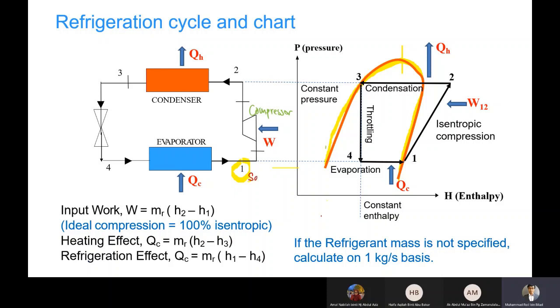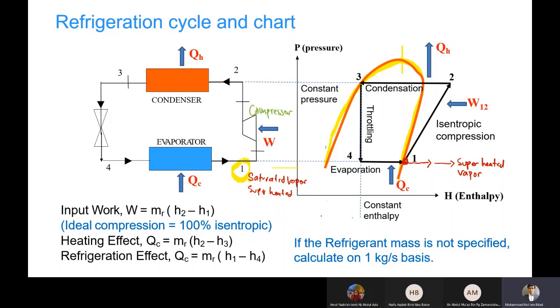Okay, the condition here is saturated vapor or superheated vapor. Saturated is exactly on this line. When it is superheated, it will go to the right side. That's superheated. So this is superheated vapor. Okay, that's one. And then we do the compression.